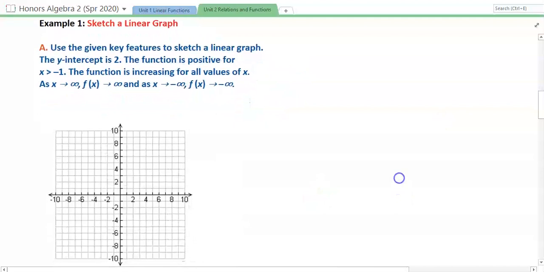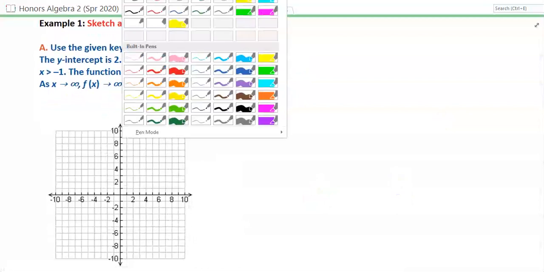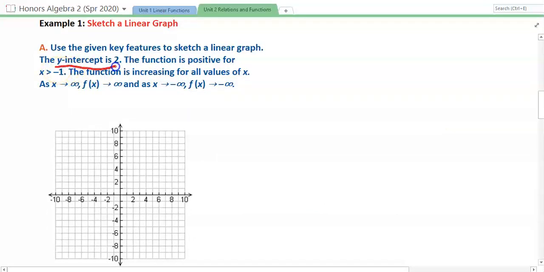And so we're going to look at this first example here. Given the key features of a linear graph, we're going to sketch this out. And so we're told that the y-intercept is 2. So the y-intercept is 2. It says the function is positive when x is greater than negative 1. Now remember, we could see that in interval notation. We could say it's positive from negative 1 to infinity. In this case, so you might see that notation. But if it's above the x-axis, so at negative 1, that means it's got to touch the x-axis. And from that point on, it is going to be above. So all of this is going to be this way.